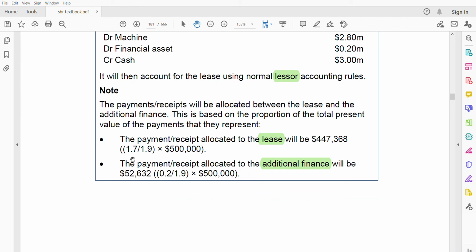So 500, 1.7 over 1.9. And 0.2 we know is for additional financing, and 1.7 is for the lease over that 1.9. So if you see my part 1, you will definitely understand.